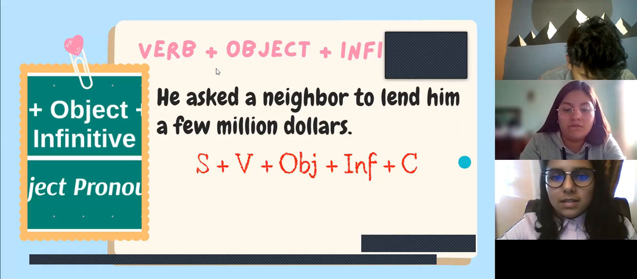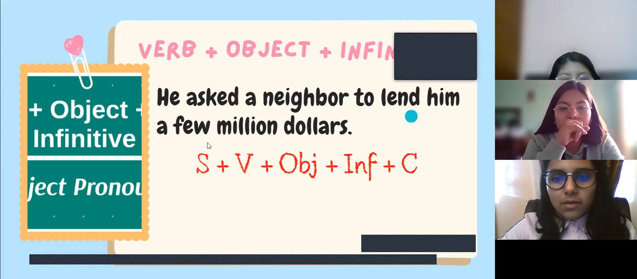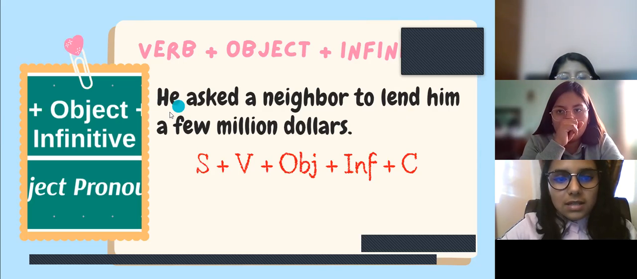Okay, so now let's see about verb plus object plus infinitive. So let's see this example. He asked a neighbor to lend him a few million dollars. So let's analyze this sentence. First, we have the subject of the sentence, in this case he. Then we have the first verb, in this case asked.